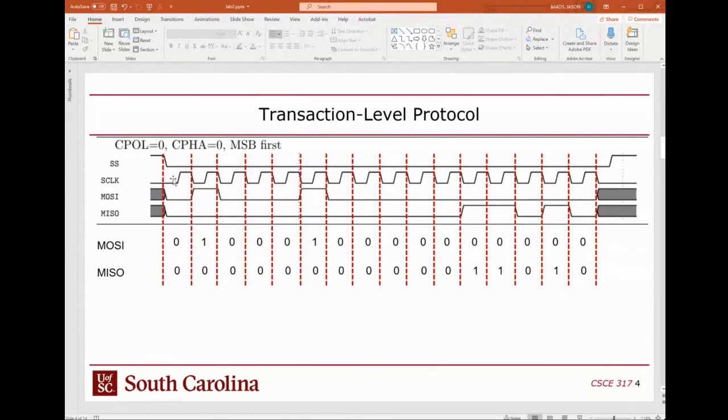I've marked this up to show the data being sent on MOSI and MISO, and you can see that there should be 16 bit times: 1, 2, 3, 4, 5, 6, 7, 8, 9, 10, 11, 12, 13, 14, 15, 16. Yeah, you can see 16 bits. We've got MOSI active in the first 8 bits and MISO active in the second 8 bits. That means it's a read operation.